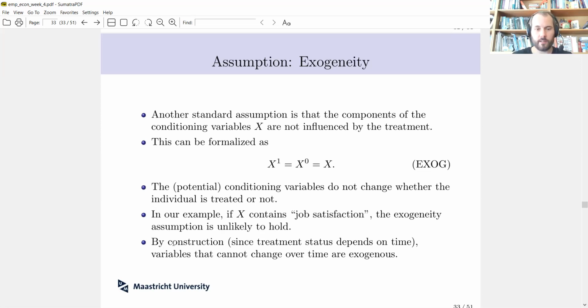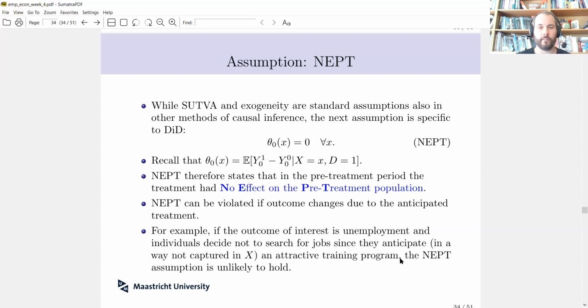And a tip here: by construction, if the X is invariant over time, it doesn't change over time, it's by definition exogenous. Because if it doesn't change over time, it cannot be affected by the treatment, because the treatment turns on between period 0 and 1, and if X is simply constant, exogeneity, perfect. Okay, so this is exogeneity.